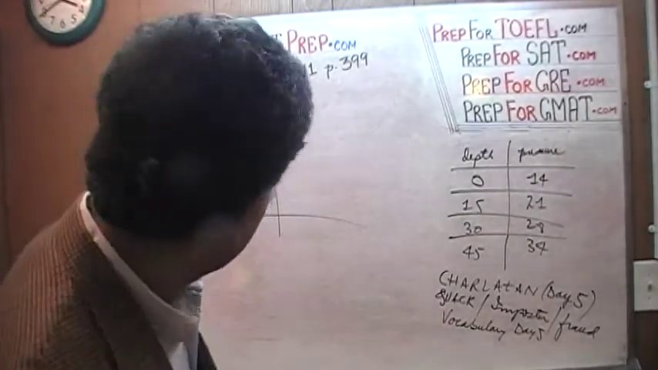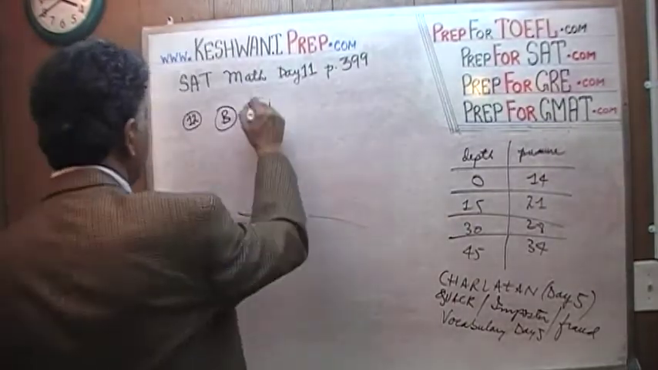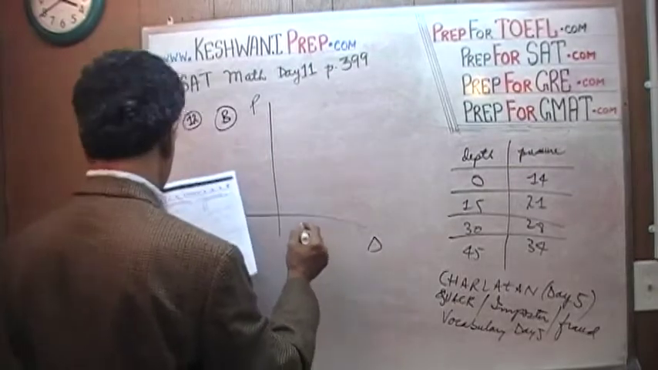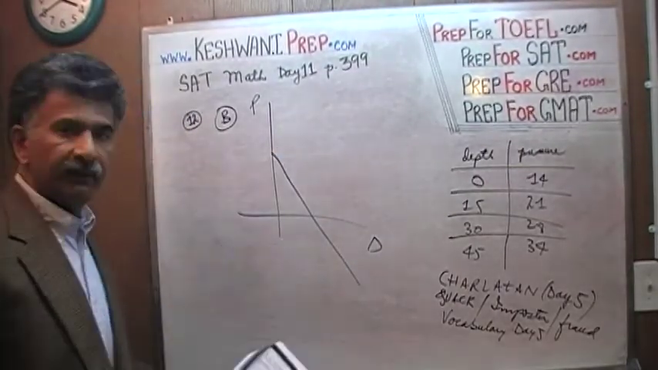Let's look at B. What does B say? Let's take a look at it. I haven't drawn it yet. We cannot talk about it until I draw it. So here's your pressure, here's your depth, and B goes something like this. Well, this is interesting. This is the same exact thing as before.